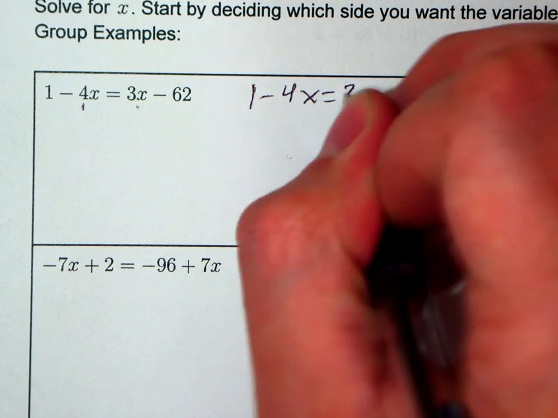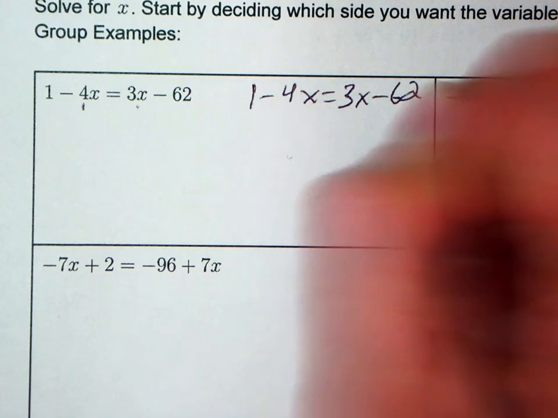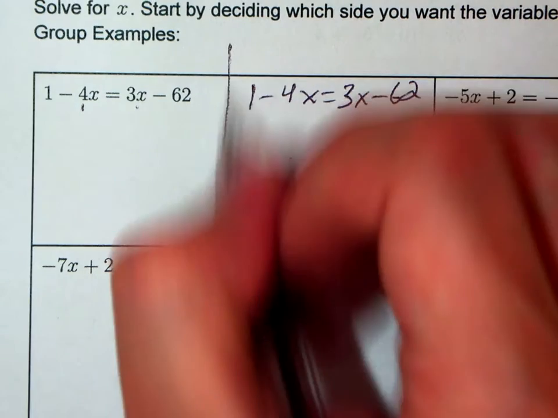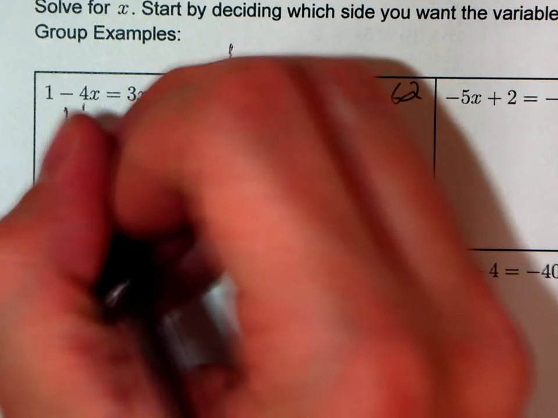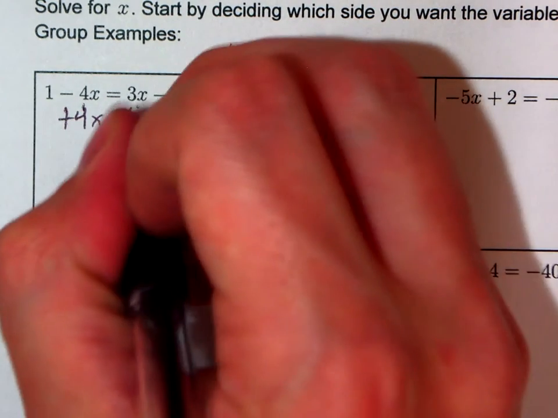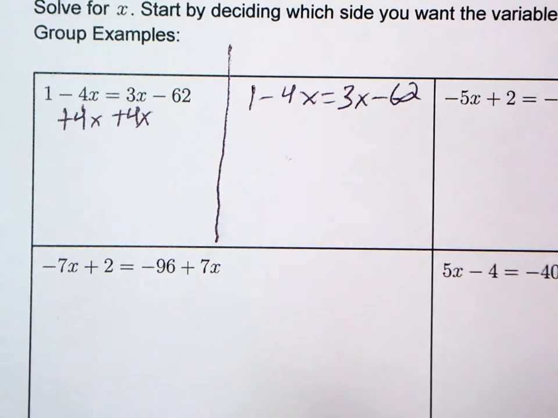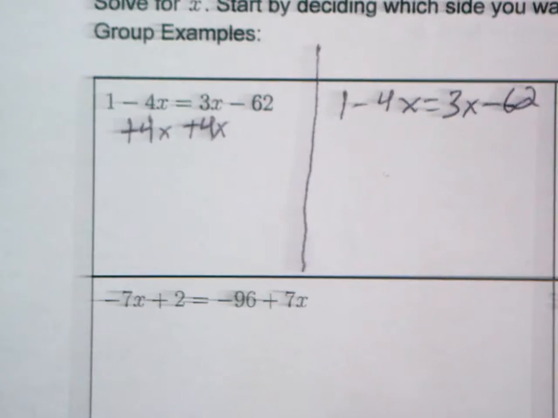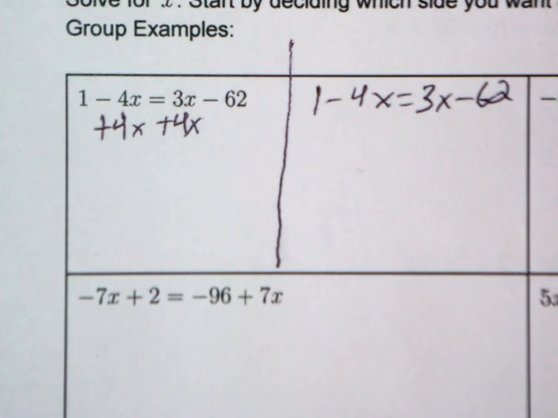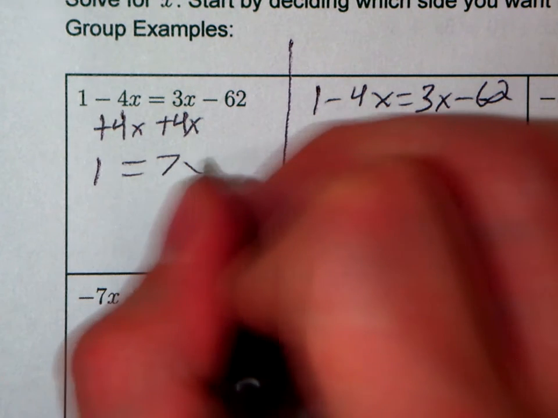Same problem. Here, on the left, we're going to add 4x to both sides. And you know that you have to add x to the other x term. You can't add 4x to 1, for example, or 4x to negative 62. So this gives us 1 is equal to 7x minus 62.